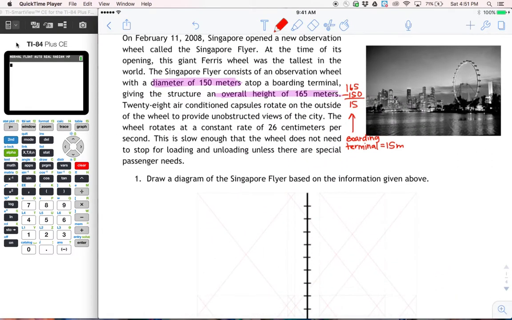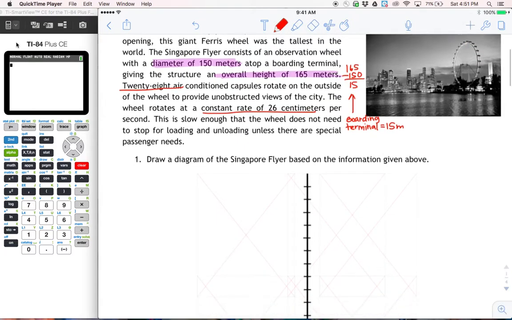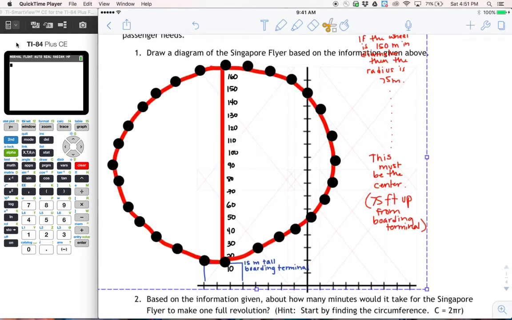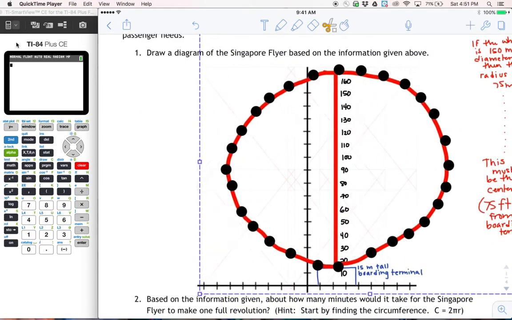28 air-conditioned capsules rotate on the outside of the wheel to provide unobstructed views of the city. The wheel rotates at a constant rate of 26 centimeters per second. This is slow enough that the wheel does not need to stop for loading and unloading unless there are special passenger needs. And remember, the capsules are where people sit. They have these on the Texas Star at the State Fair, so you've probably been in one, although probably not air conditioned.